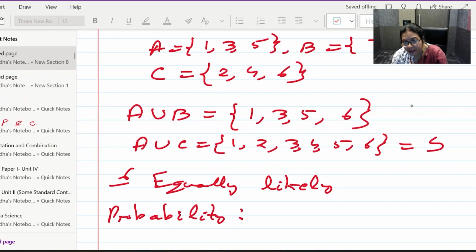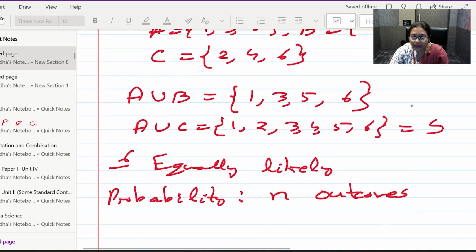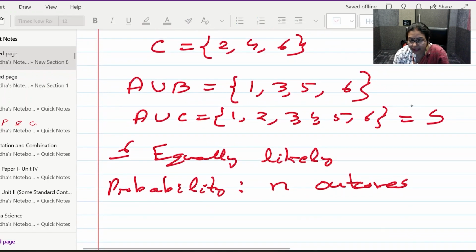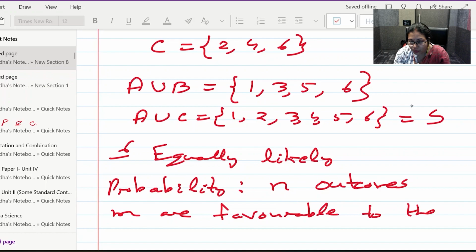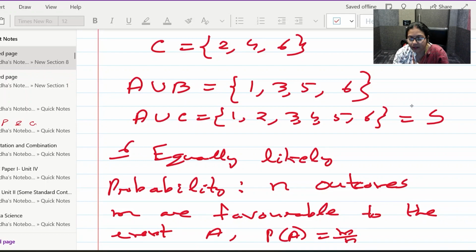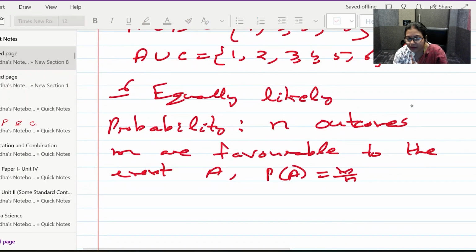The mathematical definition of probability is that if a random experiment has n outcomes, and the outcomes are all exhaustive, equally likely and mutually exclusive, then out of all these n outcomes, if m are favorable to the event A, then the probability of A is defined by m upon n. So this is the mathematical definition of probability. Probability of A will be m by n.